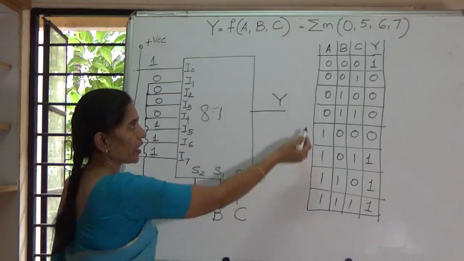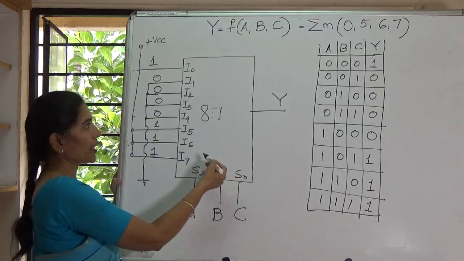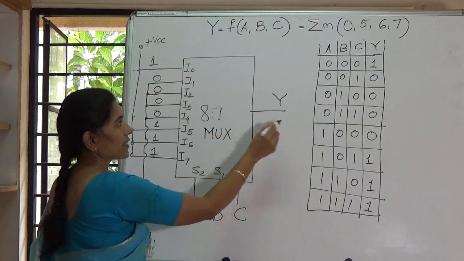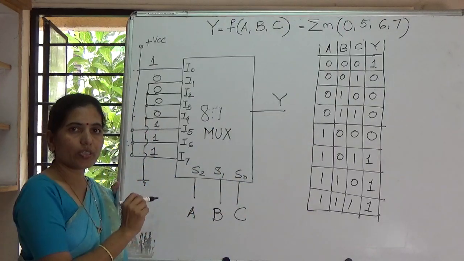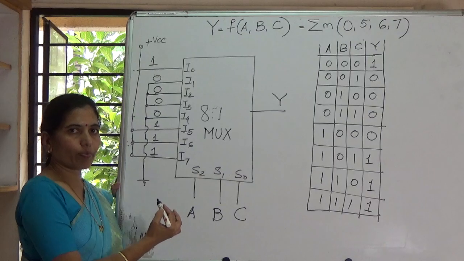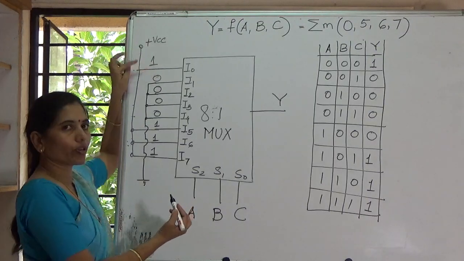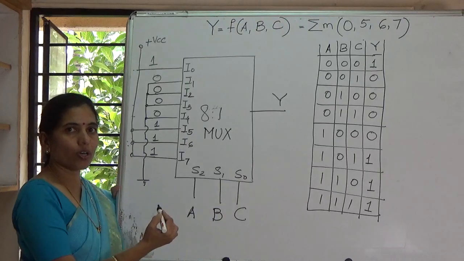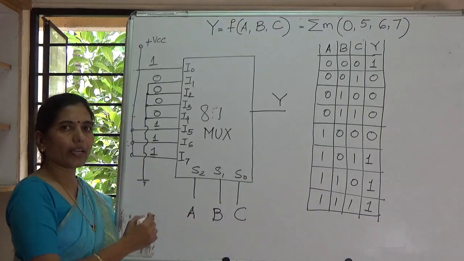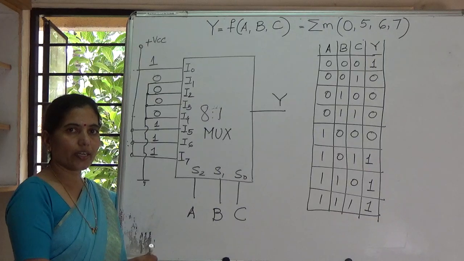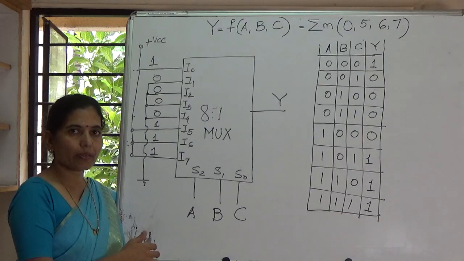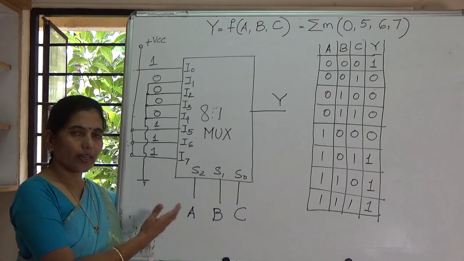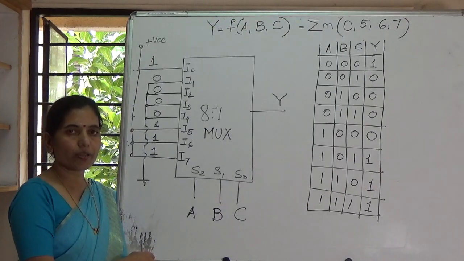So if the implementation is using a mux which has the same number of input lines as the number of input combinations, then it is a very straightforward procedure of connecting the inputs either to a 0 or a 1 depending upon the output Y. So this is how we can implement a combinational circuit using an 8:1 multiplexer, provided that the function is a function of 3 input variables.